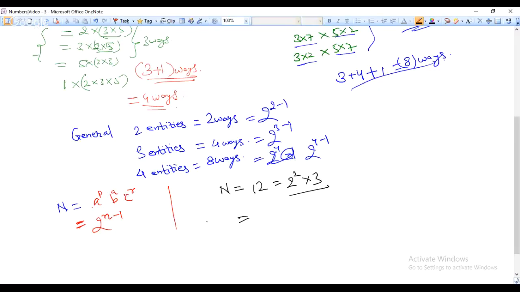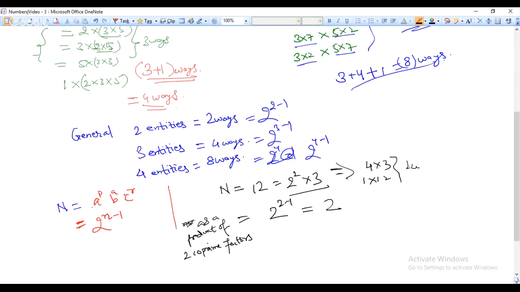So the formula for writing n equal to 12 as a product of two co-prime factors would be 2 to the power 2 minus 1, that is 2. How can we write it? So we can write it as 4 into 3 and 1 into 12. So we are getting two ways. Hope you must have got it till now. Okay, let's move to the next page.